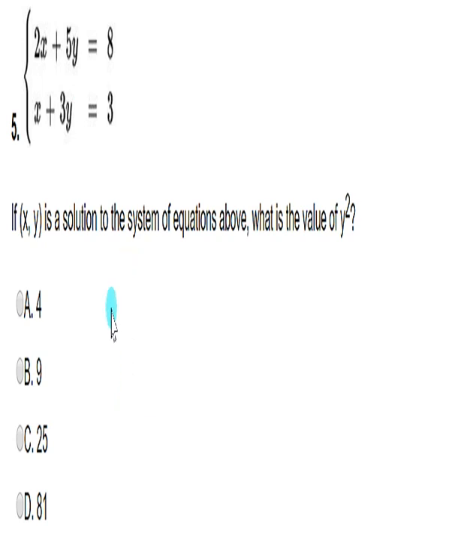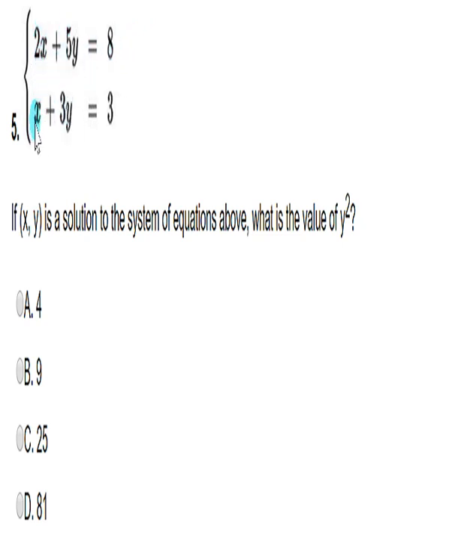Okay, now let's look at the next question. It says that if x and y is a solution to the system of equations above, what is the value of y squared? So to find the solution to these two equations, you have to do the simultaneous equation methodology. Okay, so once you do that, you can find the x and y value. Then you can find the square of the y value. So how would you do this simultaneous?